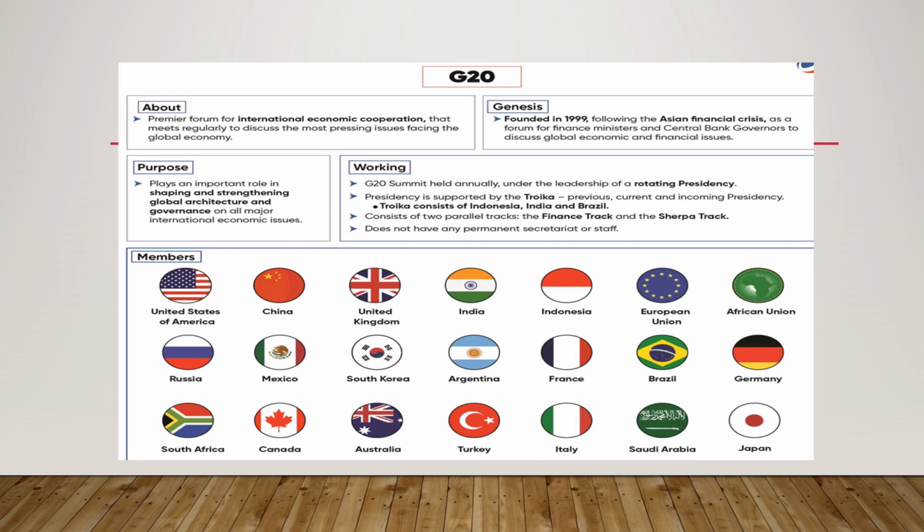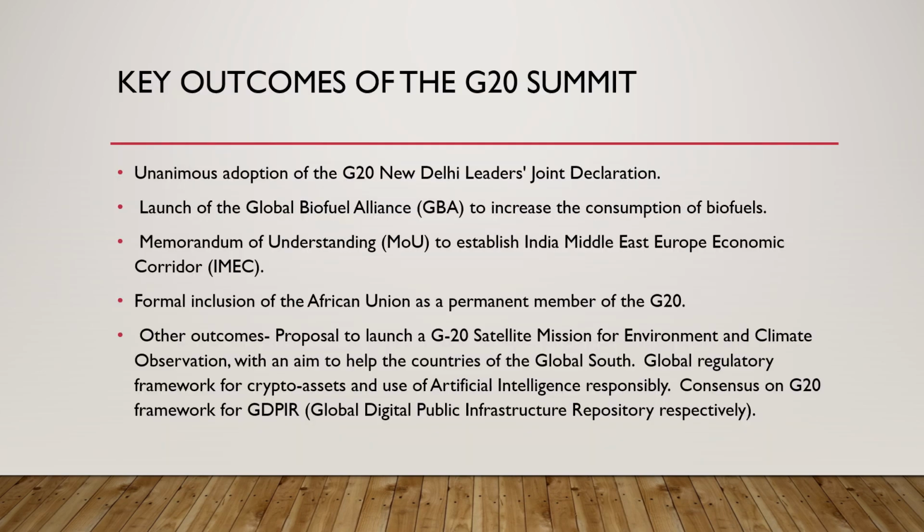And about the countries, we should try to remember all the countries of this G20 forum. As we can see from here: US, China, UK, India, Indonesia, and so on. Two international organizations are part of it, the European Union and the African Union, and also these are the other countries. The African Union was added recently. Let's move forward and see more about the summit.